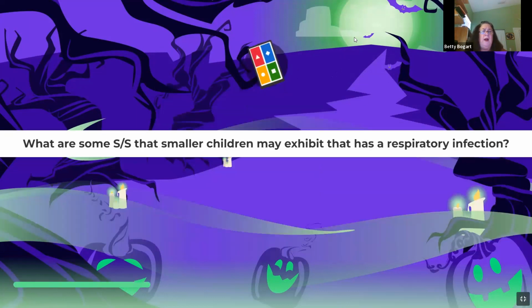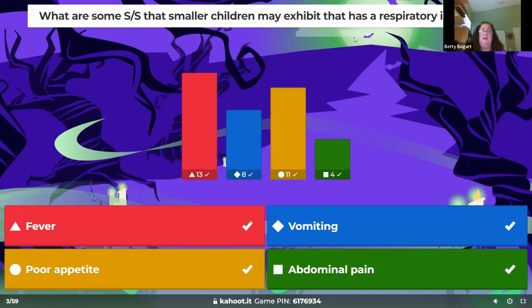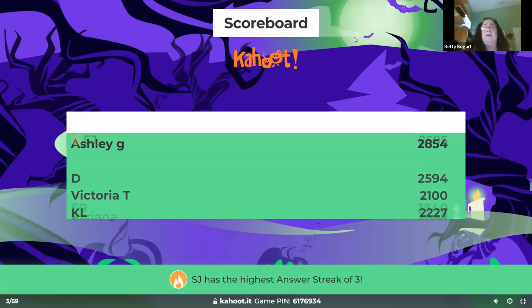Multi-select. What are some signs and symptoms that smaller children may exhibit that have a respiratory infection? You know, it doesn't even matter if it's respiratory. When they don't feel good, what are you going to see? Probably a low-grade fever. They could vomit, maybe once, maybe more. When they stop eating even their favorite food, something's going on. And sometimes they do complain of their tummy hurting.